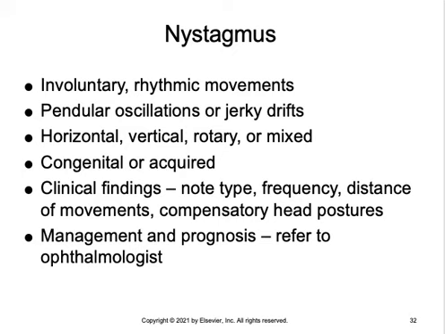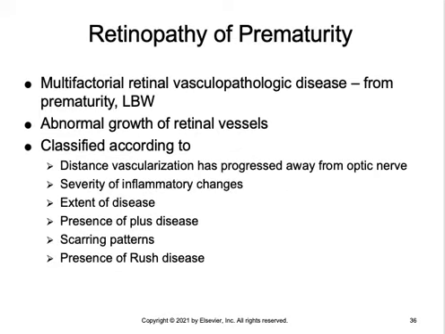And then another common issue is nystagmus, which is jerking or rhythmic movements of the eye, and they can be in different directions. We just need to refer that on as well. Even though it's common, you want to see what effect it is having on their vision. And then again, retinopathy of prematurity: you may have low birth weight infants that you're following up in the clinic.